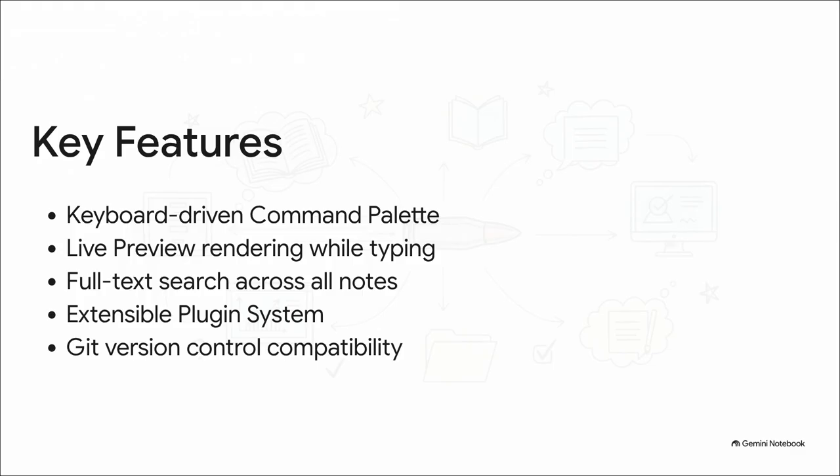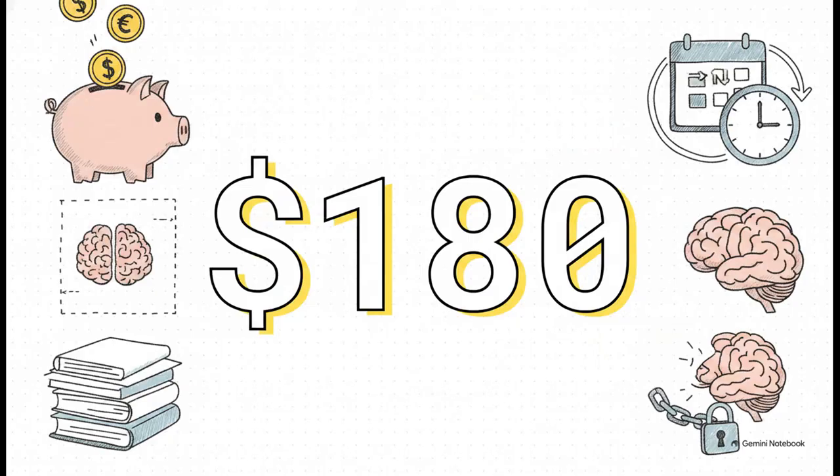But I really want you to focus on that top point, the keyboard-driven command palette. The entire tool is designed for efficient, mouse-free navigation. It lets you manipulate your knowledge graph at the literal speed of thought. Because taking your hands off the keyboard to hunt around with a mouse, it just slows down your genius. And that brings us to the cost.